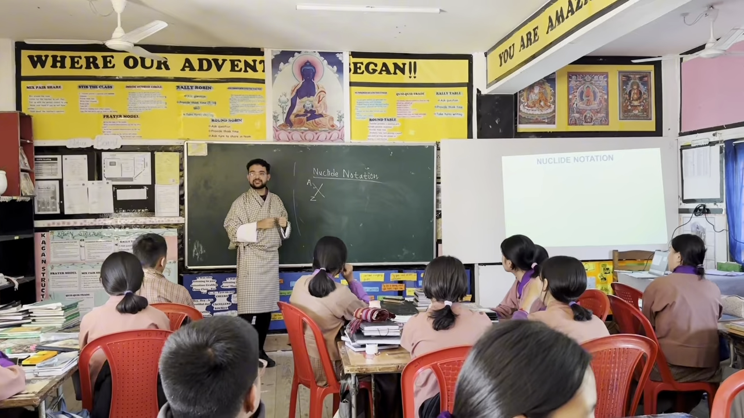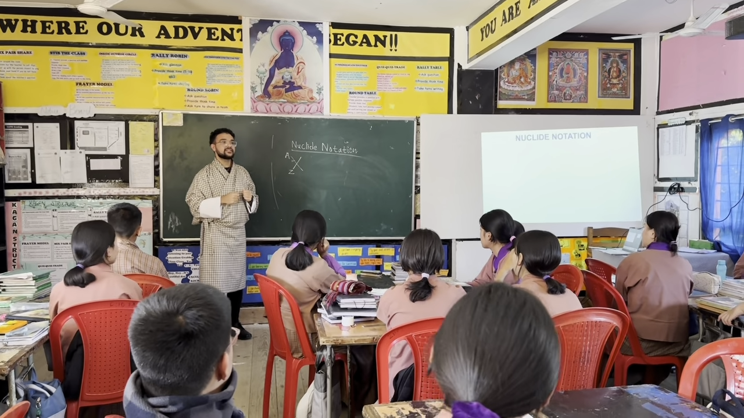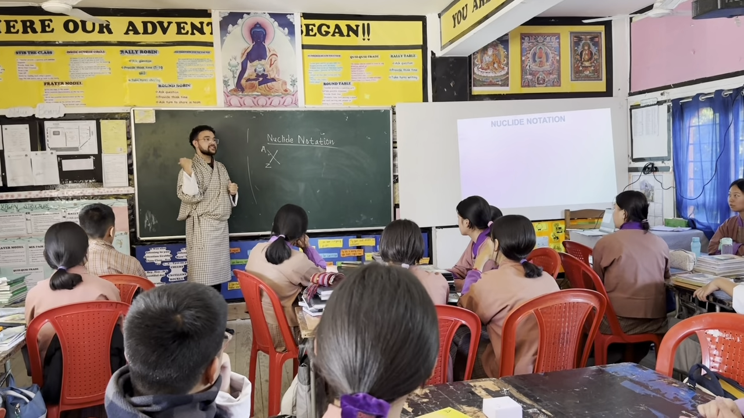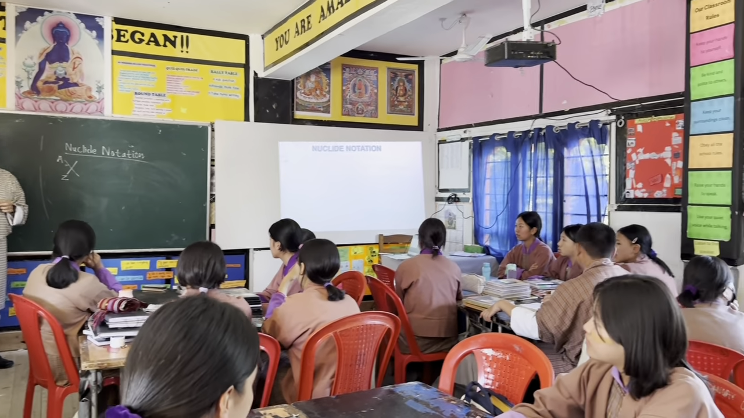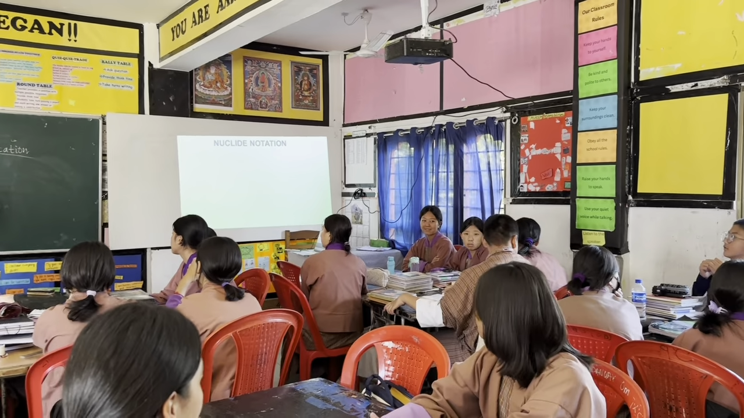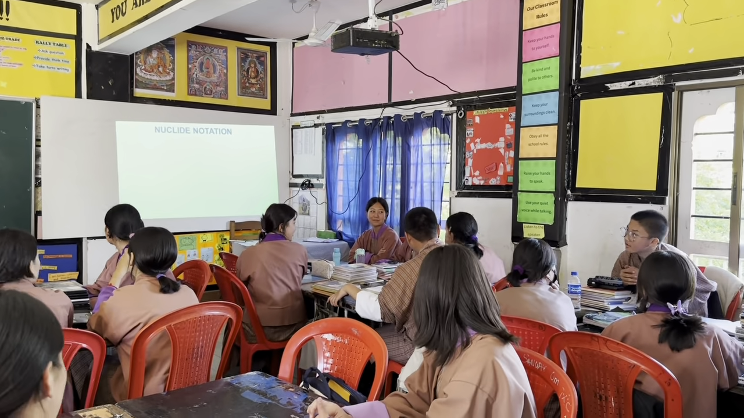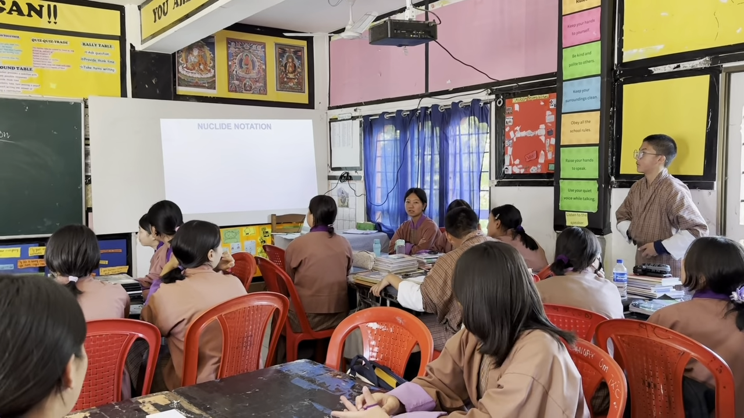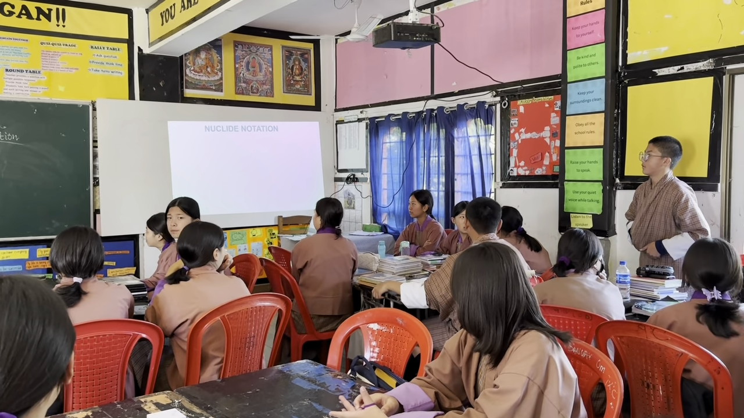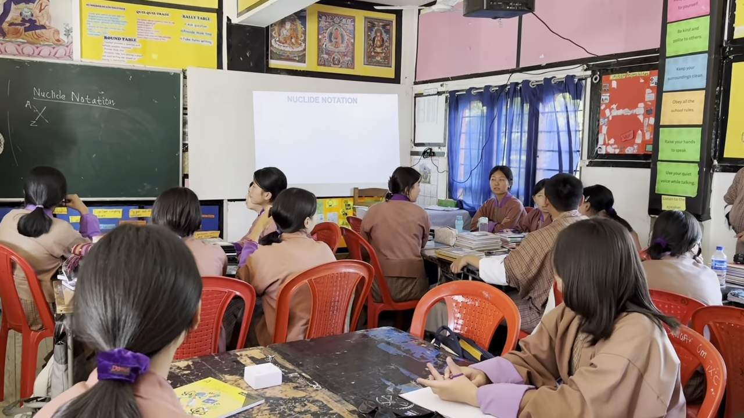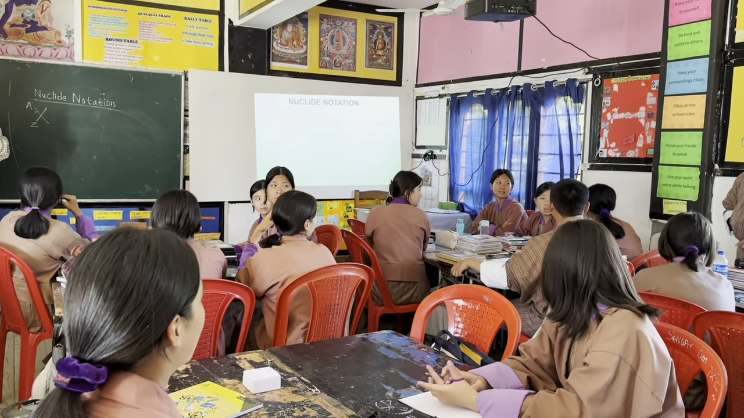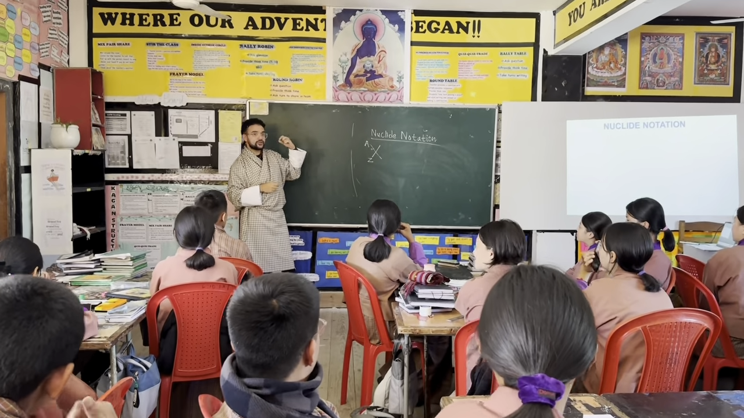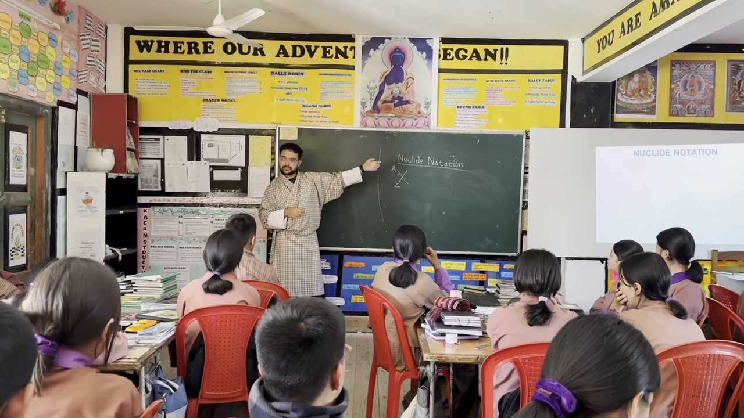Now, what might be nuclide notation? Any guesses? No, it's okay. You can say anything you like. Your answer doesn't have to be correct. Short form representation of an atom or, what do you call those things in the periodic table? Element. Elements. Okay, good answer. Thank you. So nuclide notation is a short way of representing an element in the periodic table.